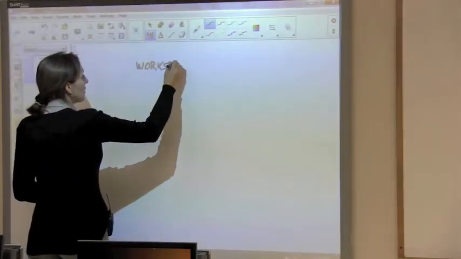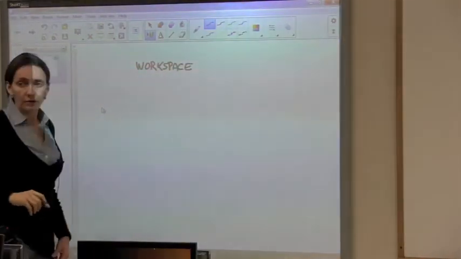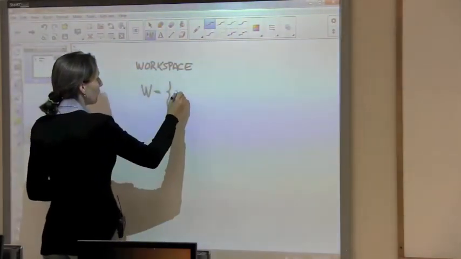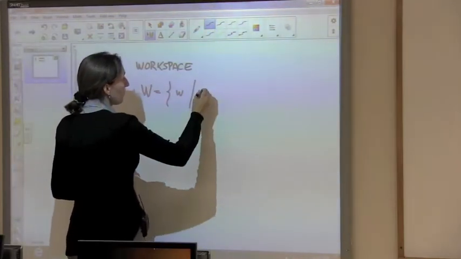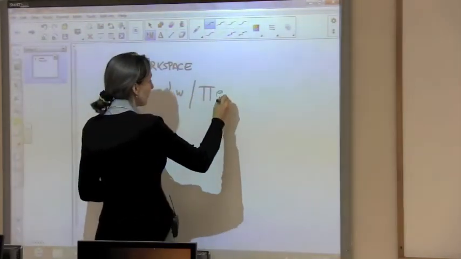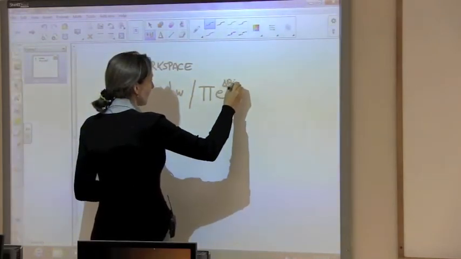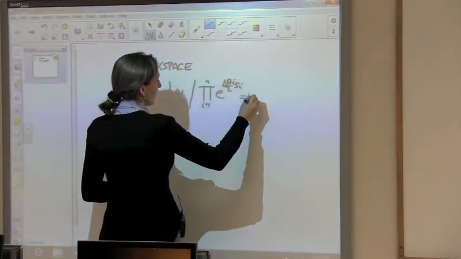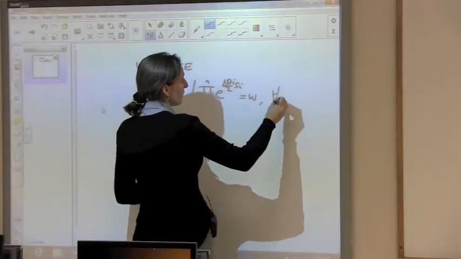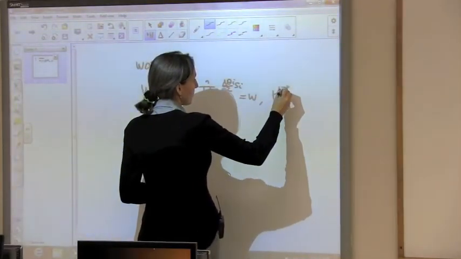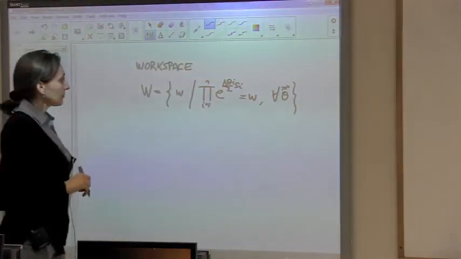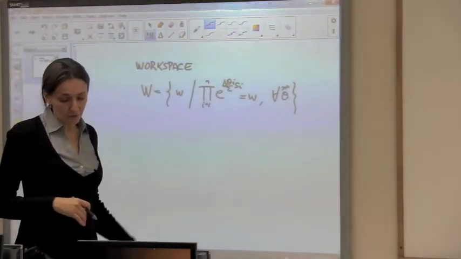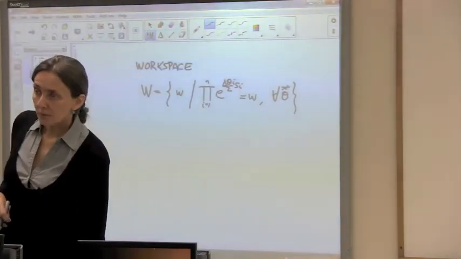And we said in general that is not a subgroup of the group of rigid motion, right? That was the workspace, where the motions were such that they came from the product of exponentials, exp(θ_i/2 S_i), i equal 1 to n, such that this is equal to W. And then we said for whatever values of the thetas we put there. So this was the workspace, and we saw that in general this doesn't have to be a subgroup.